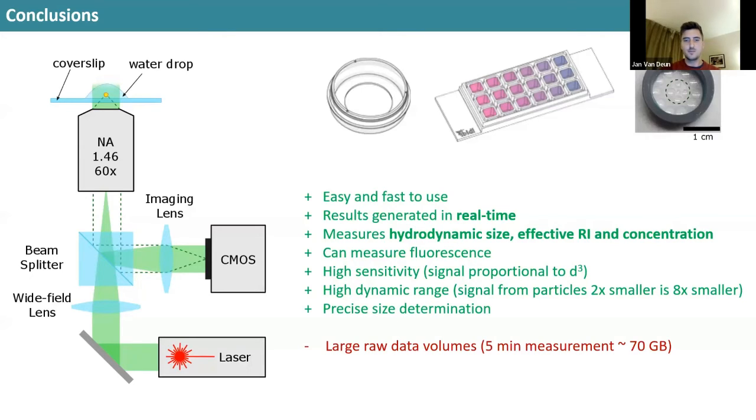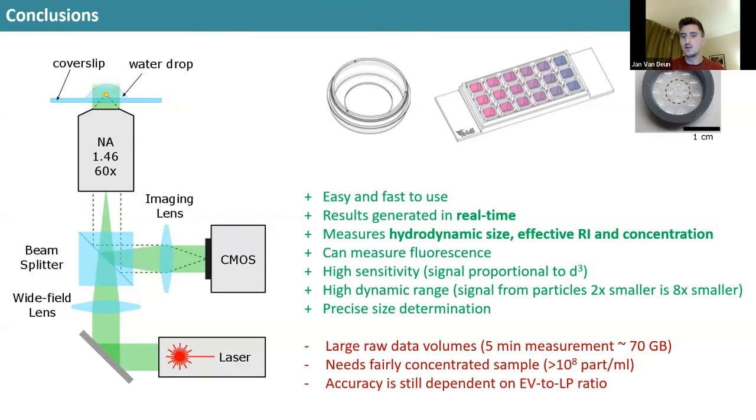Some downsides is that it creates large volumes of raw data, but I guess this is basically a hardware issue. It needs a fairly concentrated sample, so we measure in these small nanoliter size drops. So of course, to get a proper measurement, you need a proper amount of particles to get a statistically valid measurement.